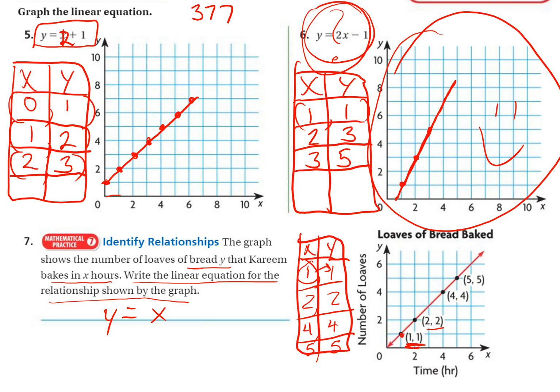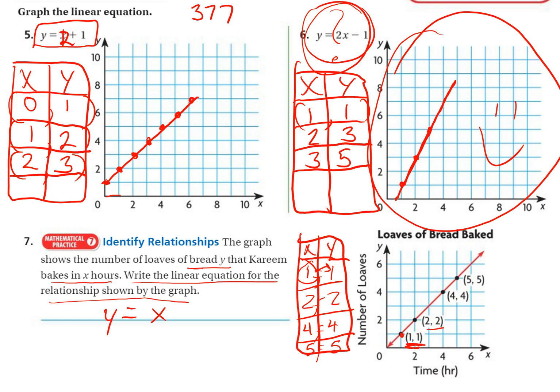Well, are they adding 1? No. Are they subtracting 1? No. x is staying the same. So x equals y. They're the same thing. 1 equals 1, 2 equals 2, 4 equals 4, 5 equals 5. So in this case, it's easier than it may seem. It's just y equals x. That's the equation.